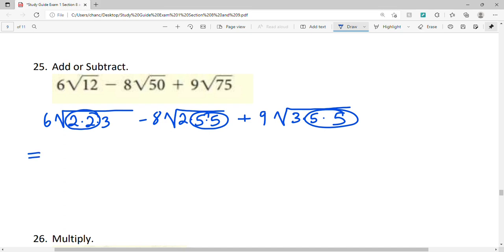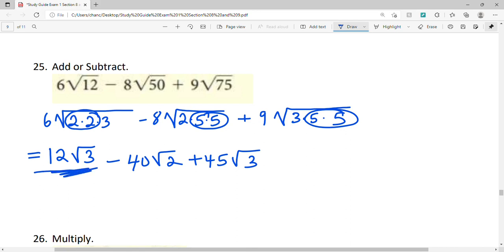And so we can multiply 6 times 2, that gives us 12 root 3. 8 times 5, that's negative 40 root 2. And we have 9 times 5, that's 45 root 3. We could collect like radicals. 45 and 12 can be added together. And so we have 57 root 3 minus 40 root 2 is our simplified expression.